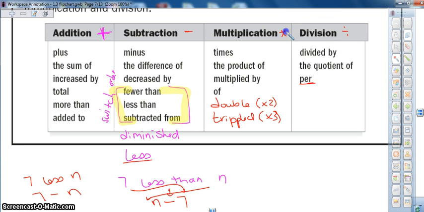Now, again, for multiplication, I'm going to suggest you use a dot or an asterisk, or really even best is a parenthesis. Division, you can use the divide sign, or you can write it as a fraction. If I have something like 7 divided by n, I can write that as 7 as a fraction over n. I could also write it with the division. Both ways are going to work.